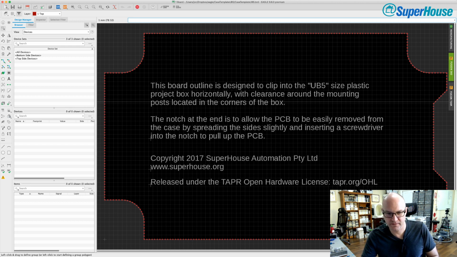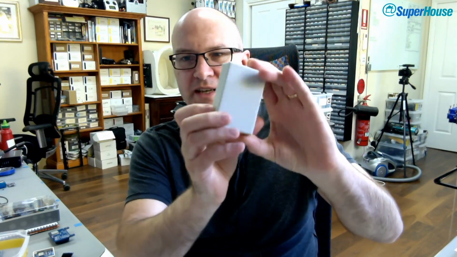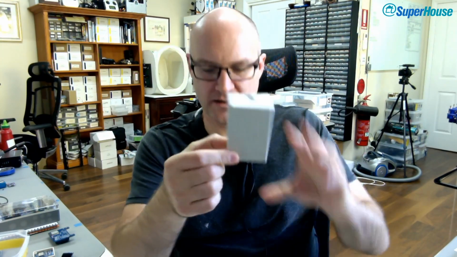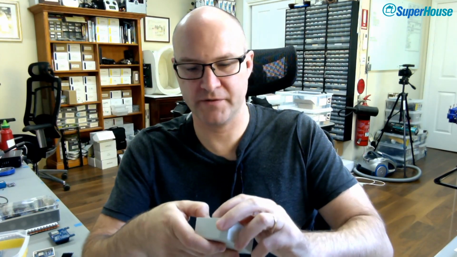Oh, look, where are we? Front. There we go. Okay, so this is a UB3 case. You know, typical small project box, and has a lid somewhere, probably back in the container I just grabbed this out of. And as you can see, actually I'll pop this out of it first so that you can see the case on its own and see what I'm talking about.